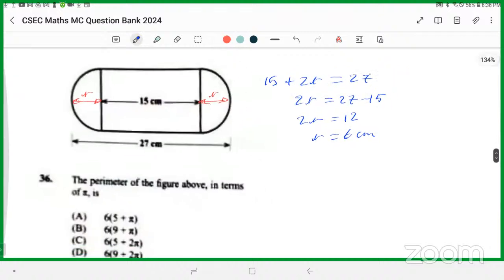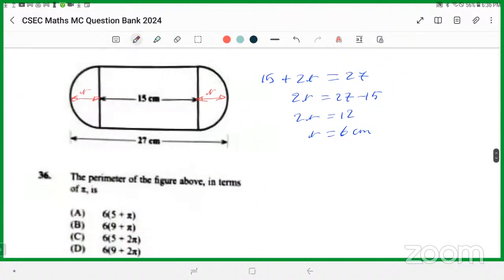So the perimeter becomes, let's do it in red. This length, which is 15, plus this length, which is 15, plus this half a circle and this half a circle. But the 2 half circles really make a whole circle, right? So we can say the perimeter then becomes 2 times 15, that's the 2 long sides, plus the circumference. 2 half circles becomes 2 pi r, where the r is 6.